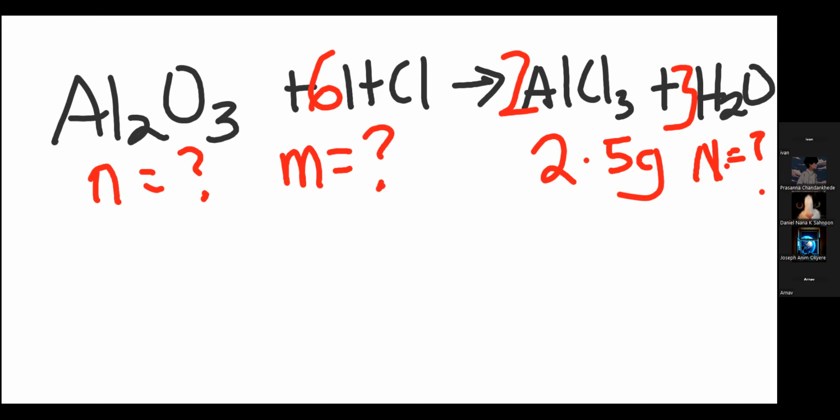Okay, so what did you get? Indrani, what did you get? Sir, for the moles of aluminium chloride. Yes, please. I got 0.016. Guys, is she right? Yeah, I got 0.019.